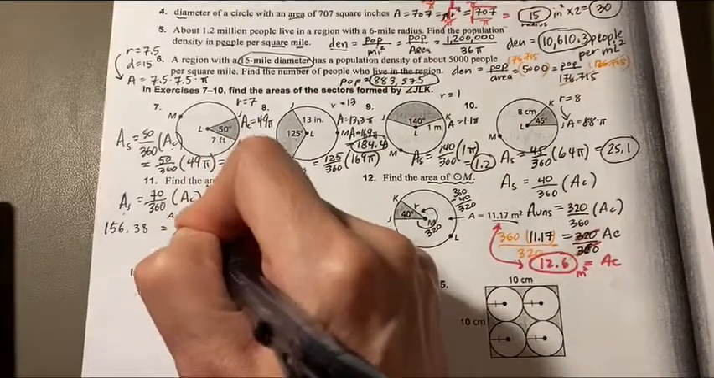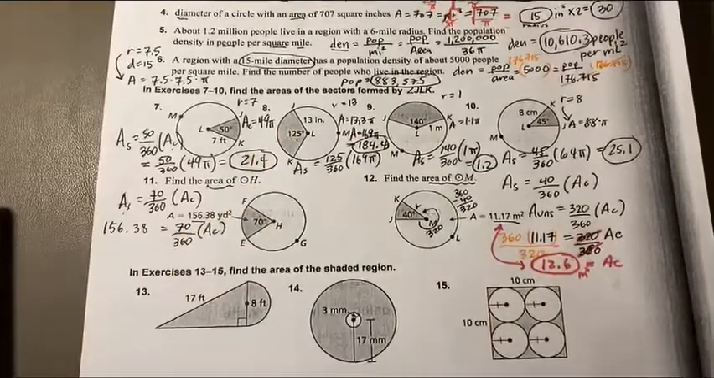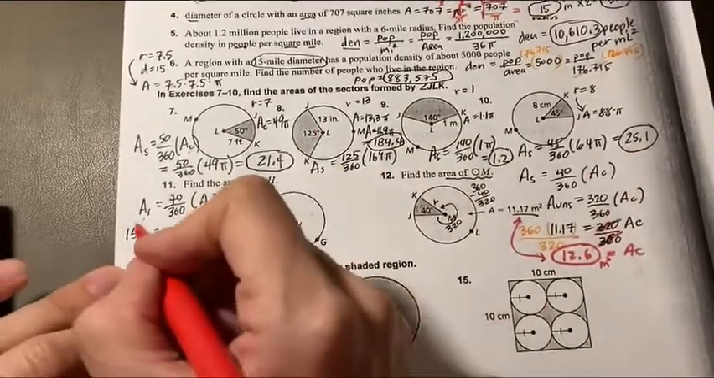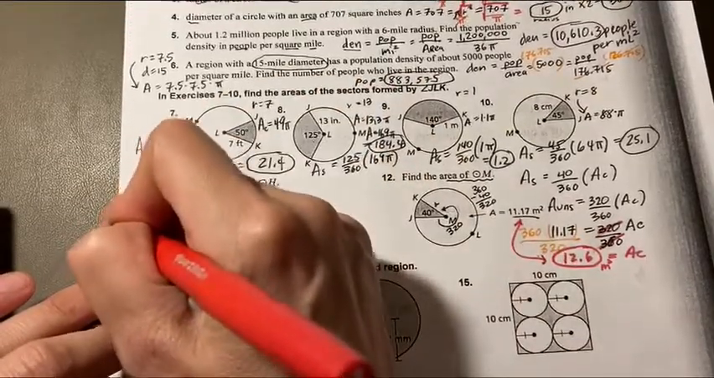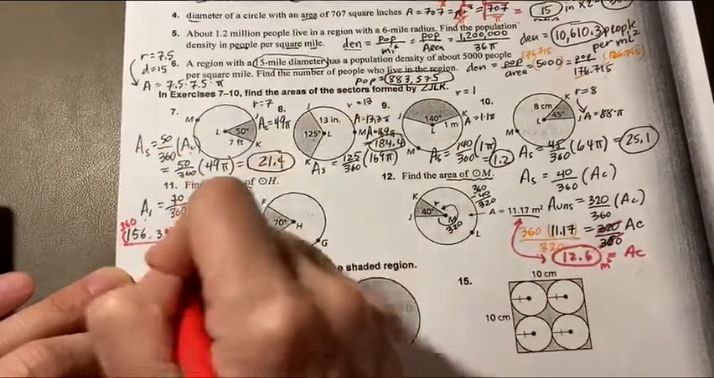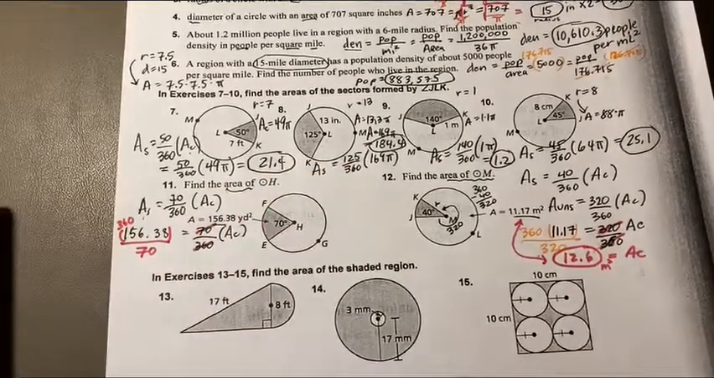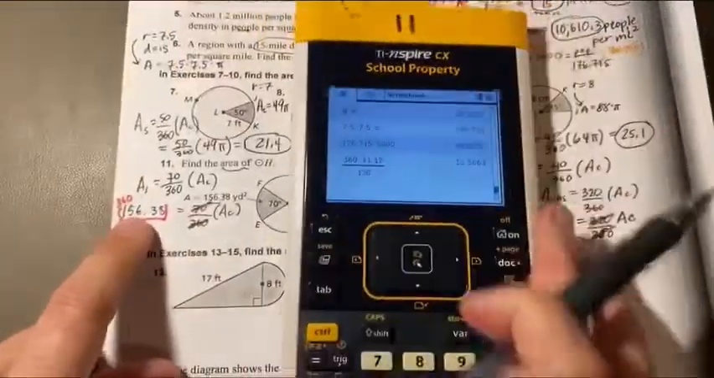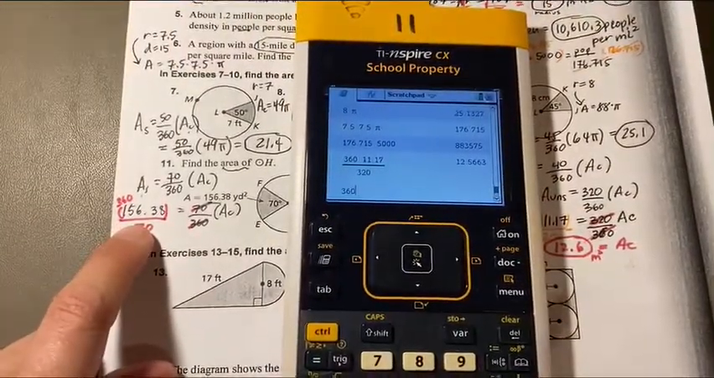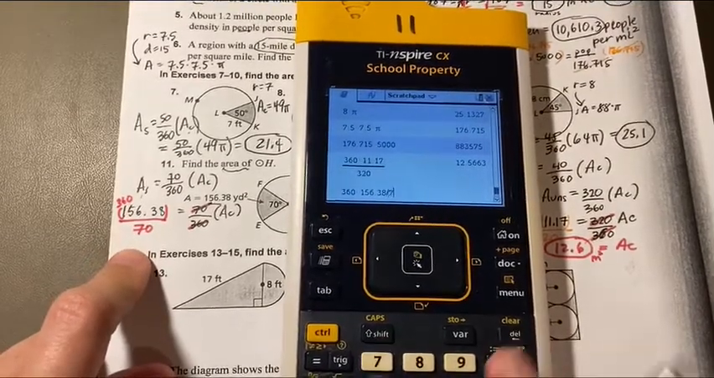And we also know that that's equal to 70 over 360 times the area of the circle. So what do we have here? We can move this 360 up with that, so we can have that multiplied, 360. And we can move this one down there, so move that one. And now the area of the circle is by itself on one side. So let's type that in. 360 times 156.38 divided by 70.